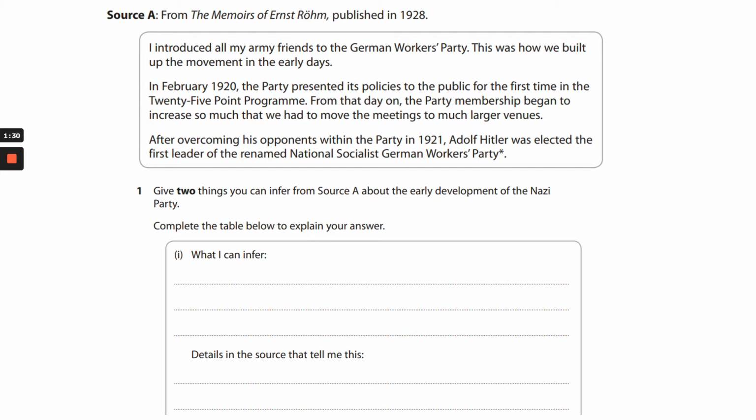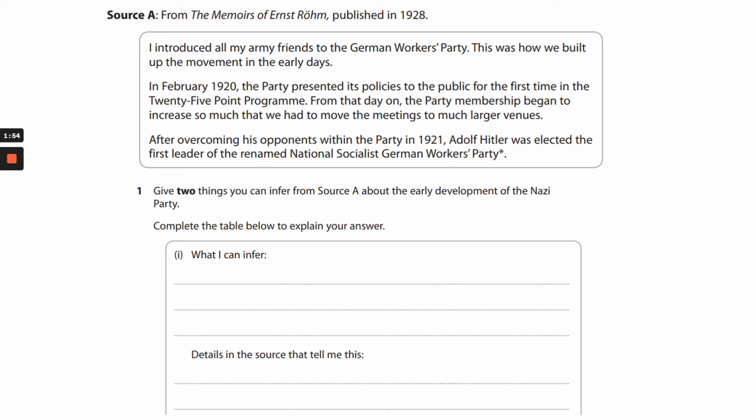So the first thing we've got to do is make sure that we look at the question before we look at the source. Give 2 things you can infer from source A about the early development of the Nazi Party. I would use a highlighter. I'd highlight early development of the Nazi Party, and I'd think about that word development. What does it mean? It means something to do with the party growing, the party getting bigger.